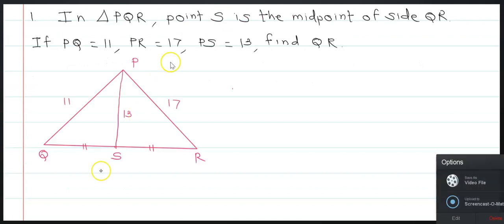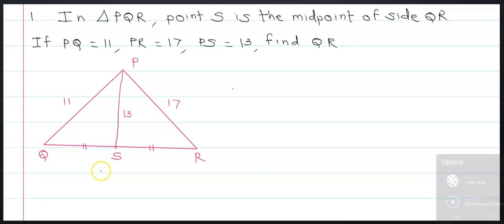Now see this figure in triangle PQR. PQ is equal to 11, PR is equal to 17, PS is equal to 13. We want to find out QR. Now here, as S is the midpoint and we have been given the two sides and the length of the median, we can find the third side by using the Apollonius Theorem.